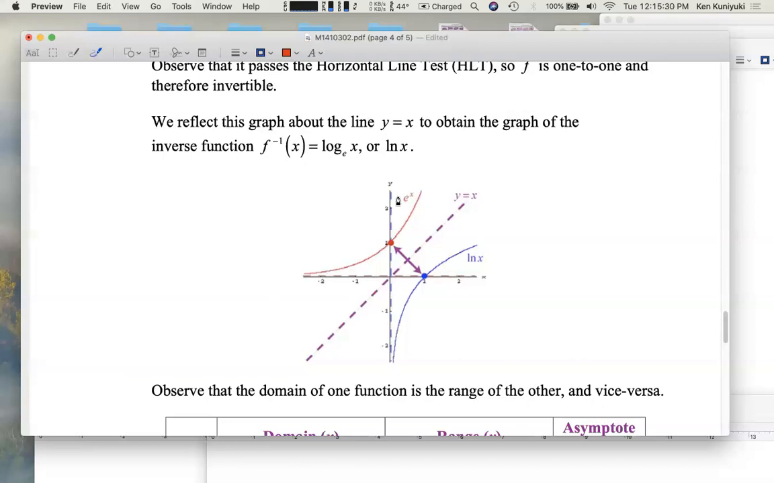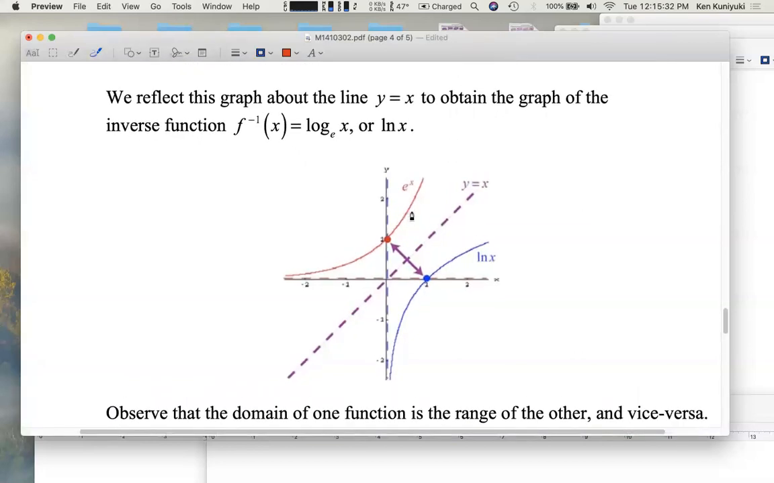For the e to the x function, what was the domain for this? Well, think x-coordinates. We pick up every real number as an x-coordinate on this graph. So the domain for the e to the x function is all real numbers. What about the range? Well, the range is y. It's only the positive reals. We only pick up the positive real numbers as the y-coordinates.